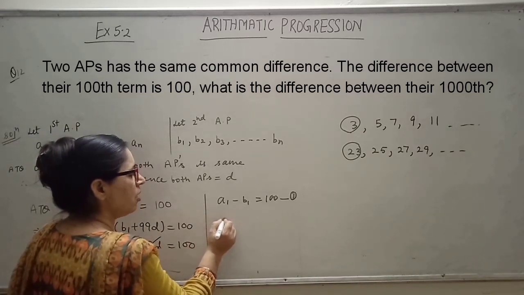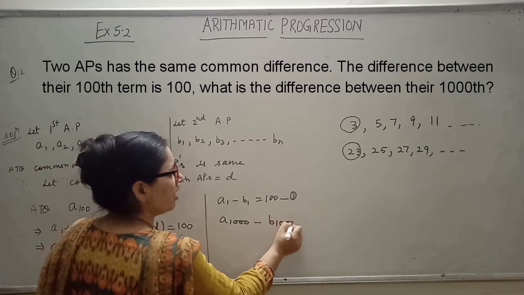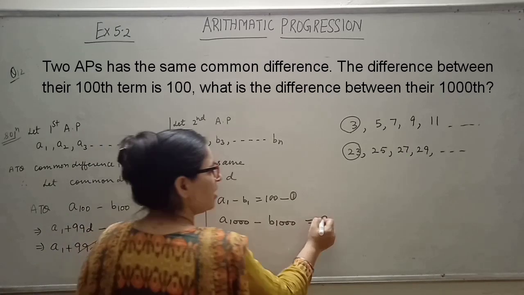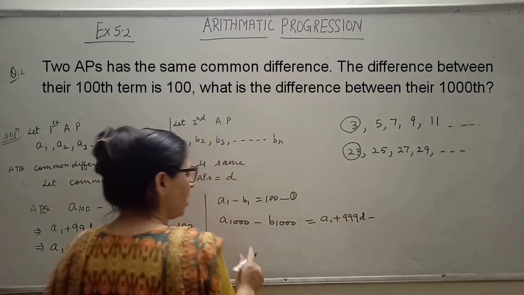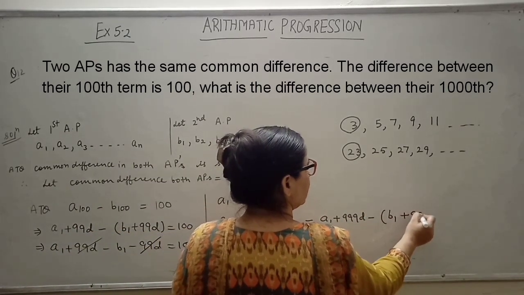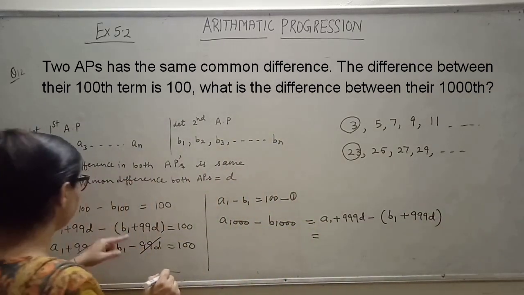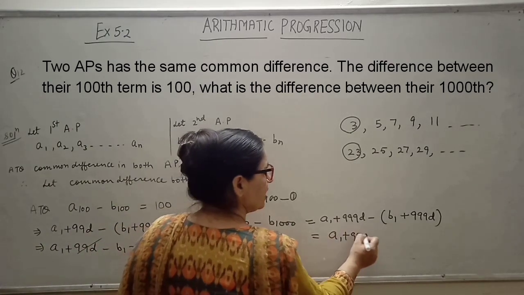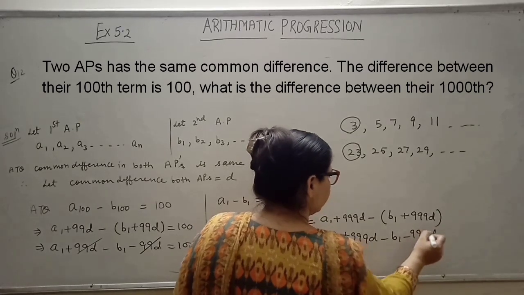So to find a1000 minus b1000, we have to find out. What is a1000? That means a1 plus 999d, minus, and what is b1000? That is b1 plus 999d. Because they have the same d, that's why I have taken this d also the same. So this is a1 plus 999d minus b1 minus 999d.